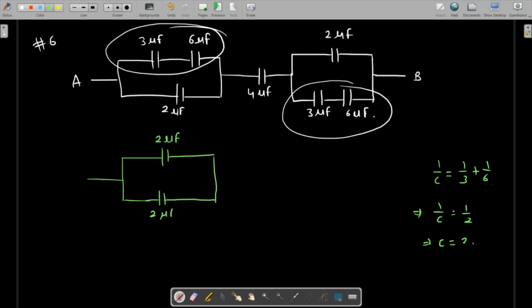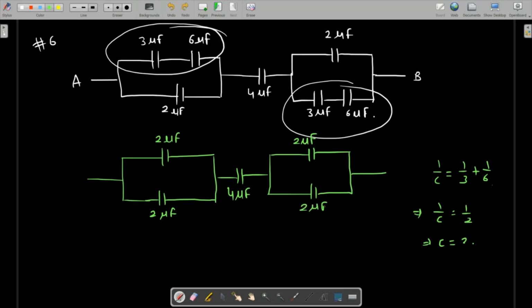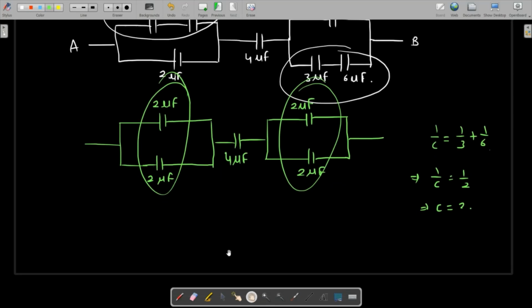This is already 2 microfarad. Over here we have 4 microfarad. Over here we have 2 microfarad. This is also 2 microfarad because the values are same, 3 and 6. And now we are going to simplify this further by taking these two into account. These two are in parallel, so their equivalent is going to be just the algebraic addition. So 2 plus 2 is 4. Another 4 is as it is. And this is also 4.